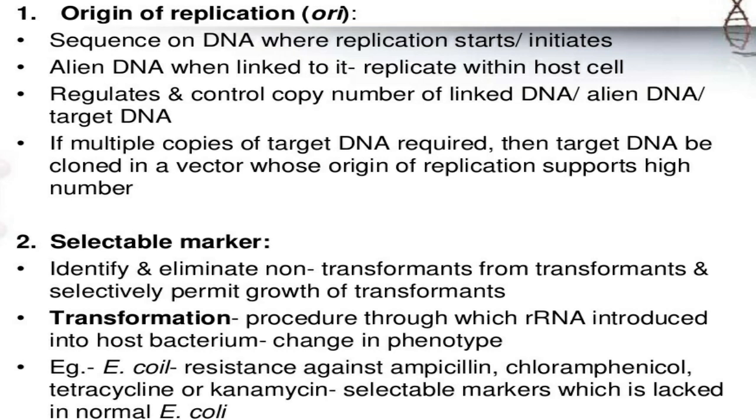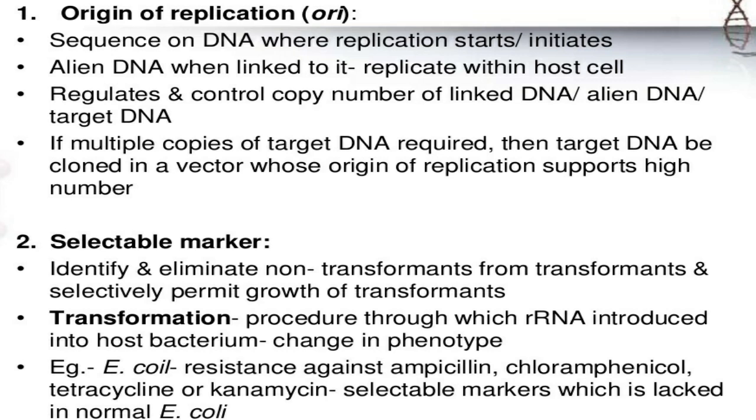Origin of replication, that is ORI, is the sequence of DNA where replication starts or initiates. Alien DNA, when linked to it, replicates within the host cell. It regulates and controls the copy number of the linked DNA, alien DNA or target DNA. If multiple copies of target DNA are required, then the target DNA should be cloned in a vector whose origin of replication supports a high copy number.